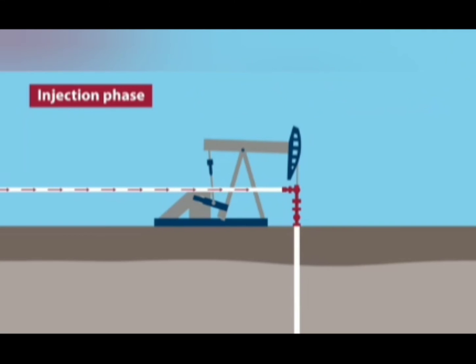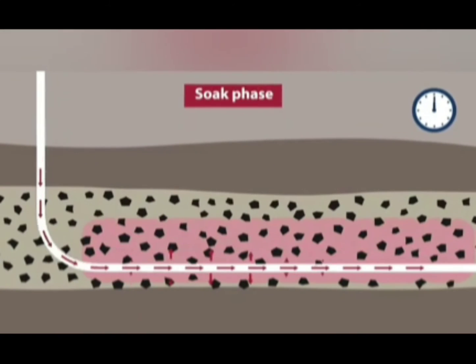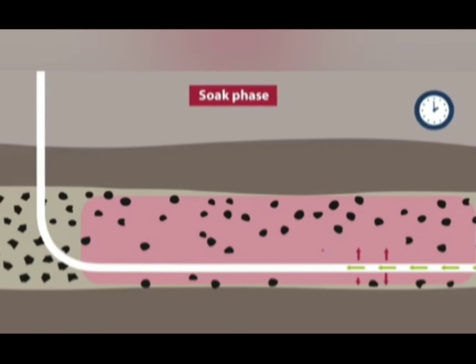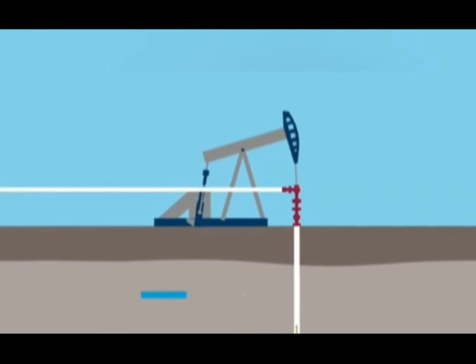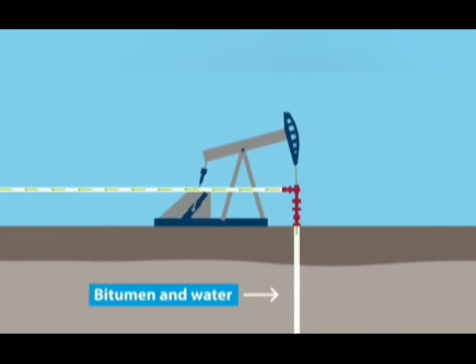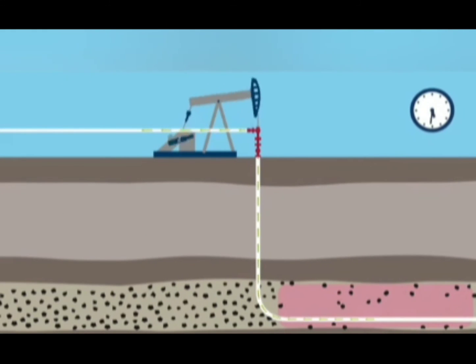During the injection phase, steam is injected into the well. The well is then shut in at the surface while the steam in the reservoir continues to warm the bitumen. Once the soak phase is complete, production begins. The bitumen and condensed steam, or water, are pumped back up the same well to the surface. The process is repeated, recovering more bitumen with each cycle.